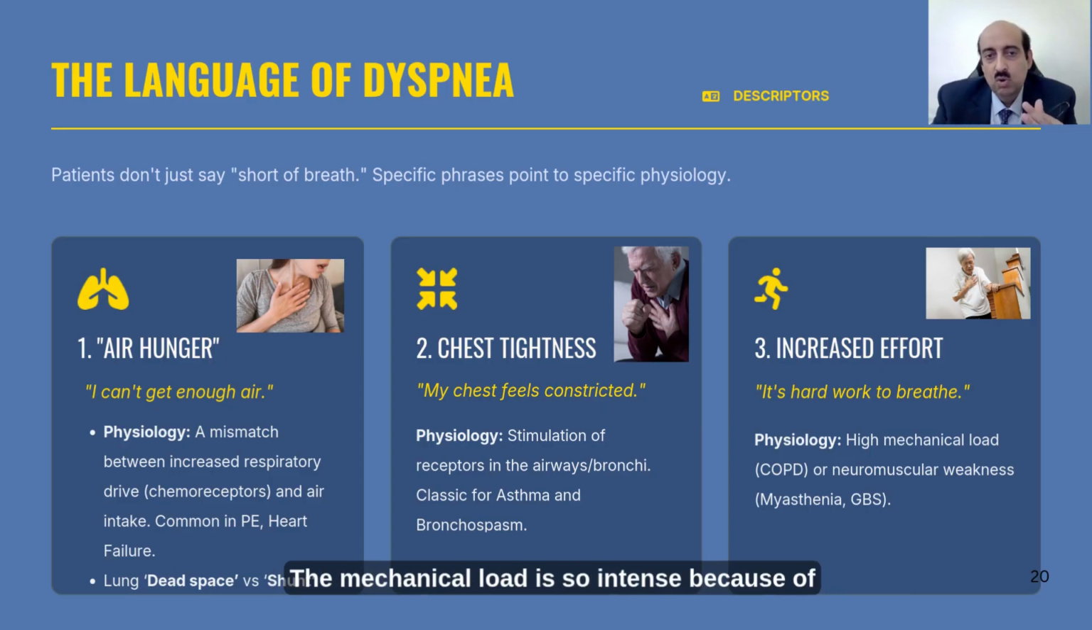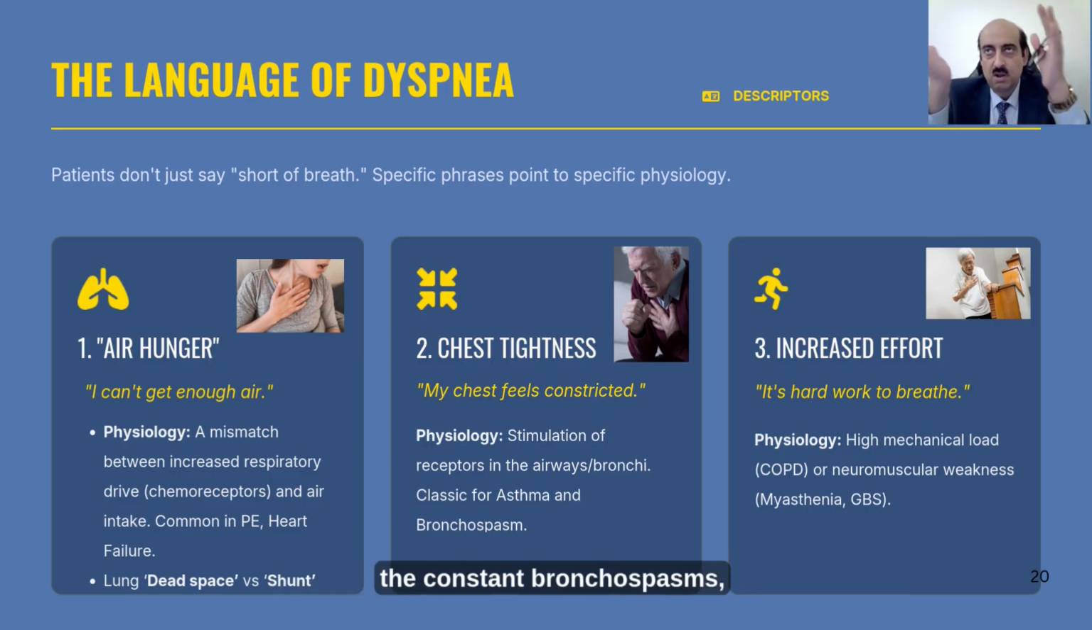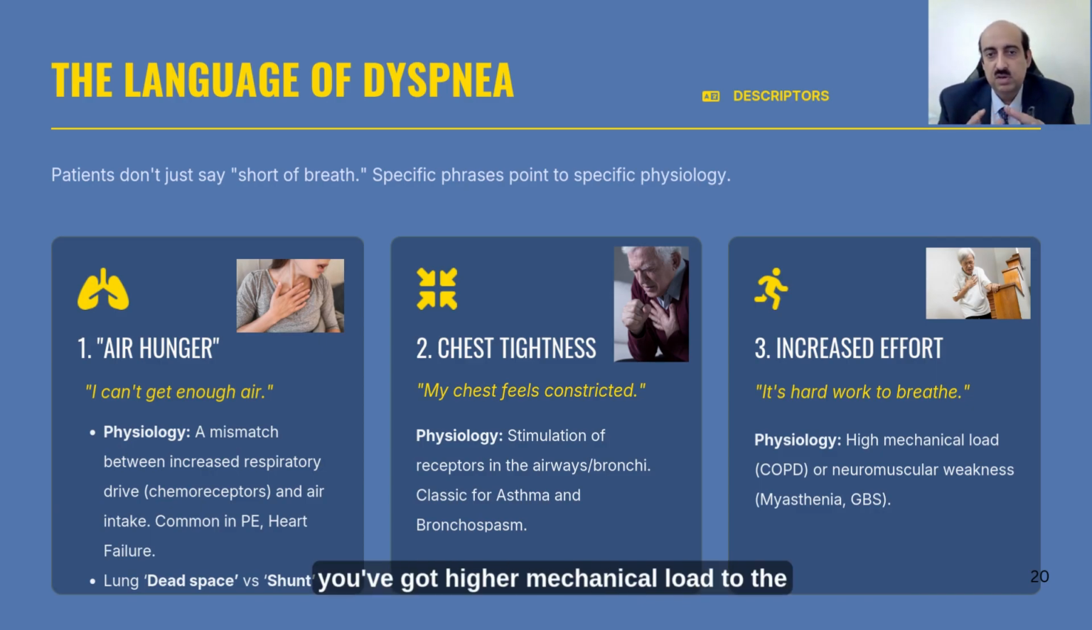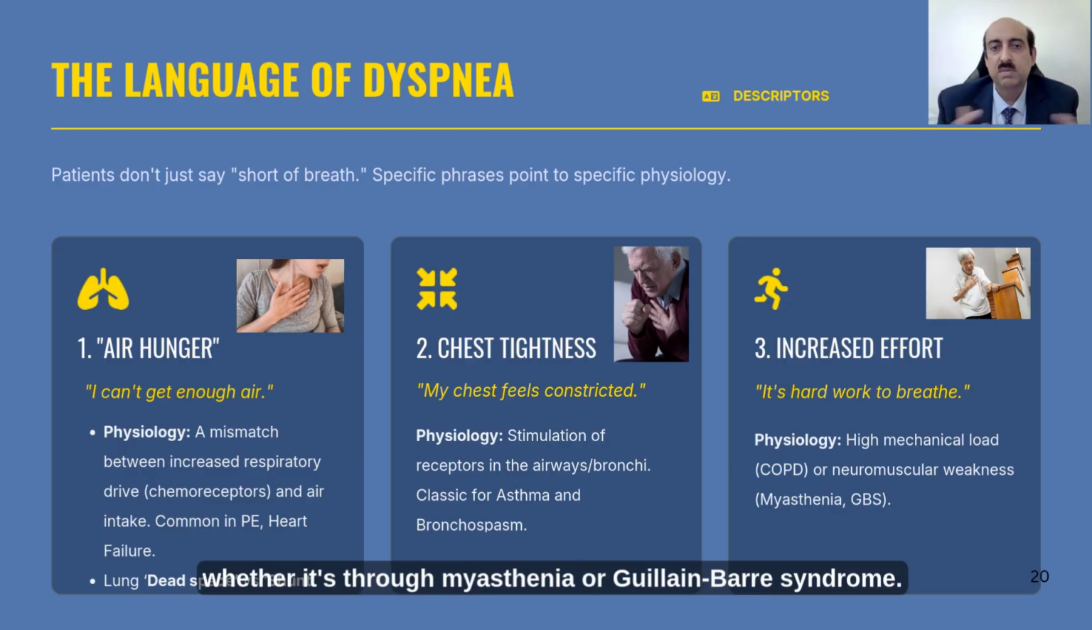The mechanical load is so intense because of the constant bronchospasms, whether it's the emphysema pattern or the chronic bronchitis pattern. In both COPD spectrum, we've got higher mechanical load to the breathing effort, to the ventilatory drive. And it can also be due to neuromuscular weakness, where the primary muscle controls, the diaphragm and intercostals, are affected, whether it's through myasthenia or Guillain-Barré syndrome.